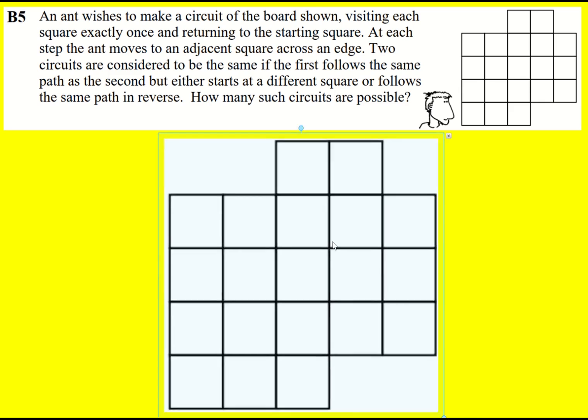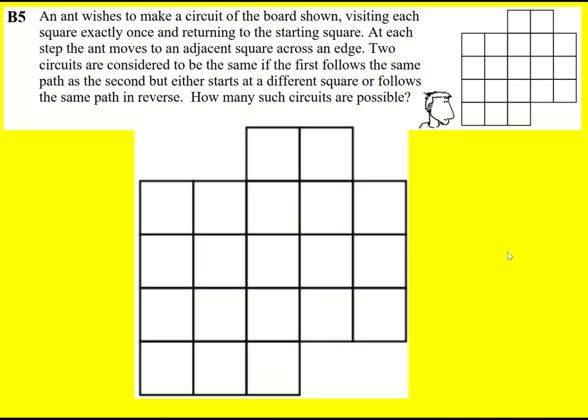This question might look a bit daunting at first. We're trying to find all the different circuits that we can make where we visit every square but in a closed loop. So one option would be to just try and see if it's possible at all. Another option, this is what I did, is pick a square in the corner and just start to think about how we could visit that square.